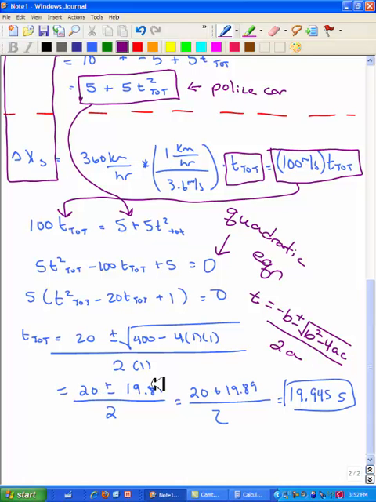But if you look at the two answers, only one makes physical sense, because the first answer, where we did 20 minus 19.89 divided by 2, is approximately 0 seconds, which makes sense. The problem starts as the police officer sees the speeder pass him, and then he must catch up with him. So the final answer for the numbers I picked was 19.945 seconds. Hope this makes sense and helps out a lot. Let me know if there's issues.